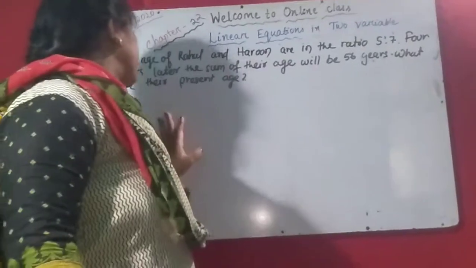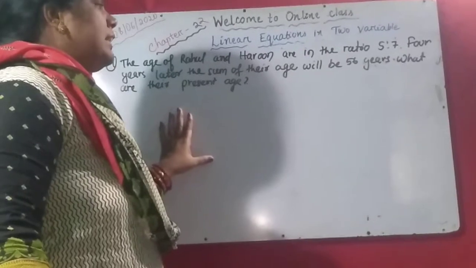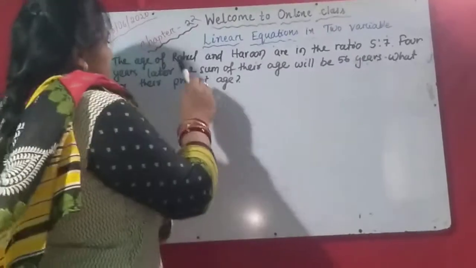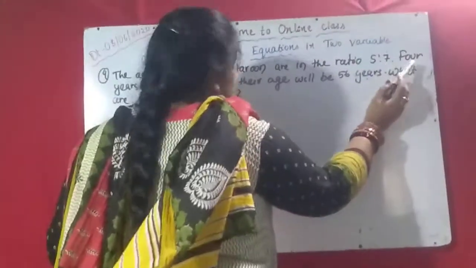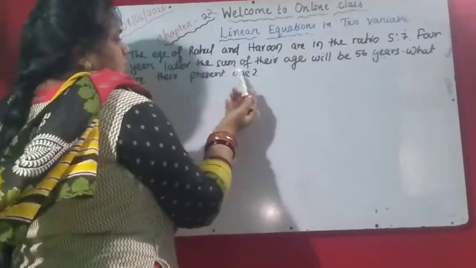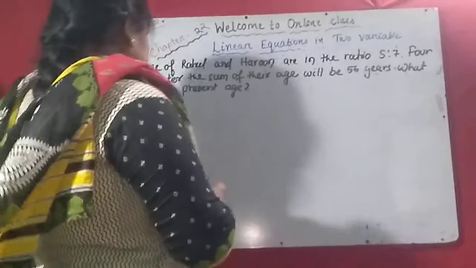The next problem, question number 9. The ages of Rahul and Heron are in the ratio 5:7. Four years later, the sum of their ages will be 56 years. What are their present ages? First, the given solution.